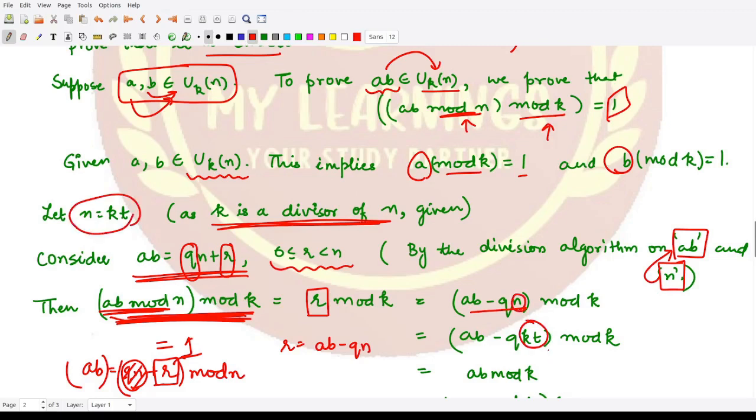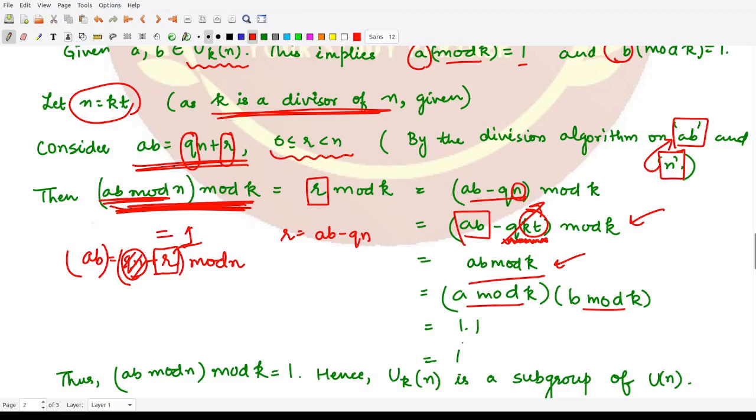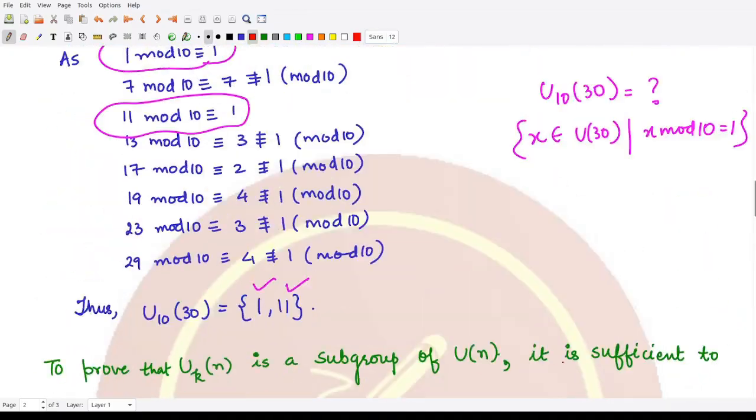So AB minus QKT mod K. Once you take mod K, because QKT is completely divisible by K, it gives 0 as the remainder, so this term has no effect. You are only left with AB mod K, and you can separate this: A mod K and B mod K are both equal to 1, so their product is also equal to 1. This is what we wanted to prove. So AB belongs to UKN, and therefore UKN forms a subgroup of UN. This proves the second part of the question.